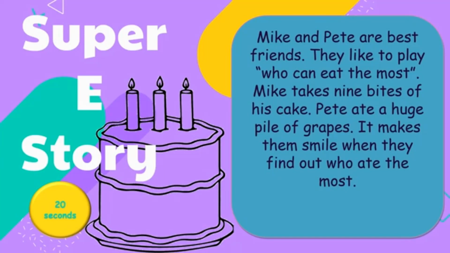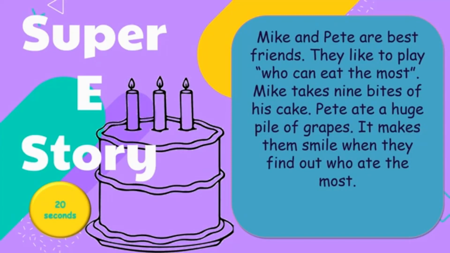Let's read it one more time, and remember, you are looking for super E words. That is long vowel words that have the silent E at the end. Let's read it again. Mike and Pete are best friends. They like to play who can eat the most. Mike takes 9 bites of his cake. Pete ate a huge pile of grapes. It makes them smile when they find out who ate the most.